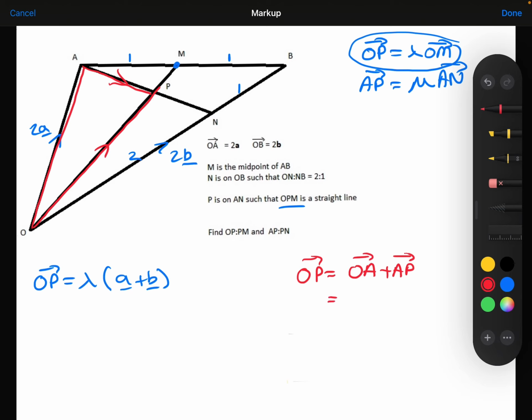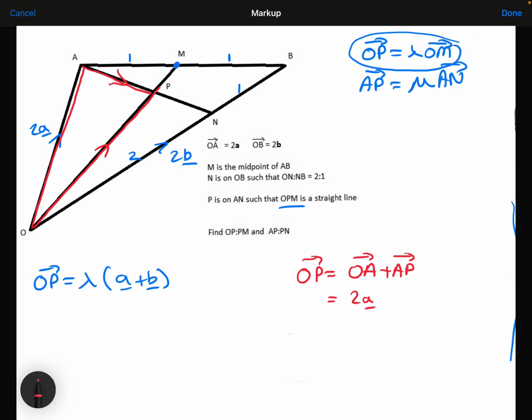Now, the O to A, I know that's easy, that's just the 2a. The A to P, I don't know what that is yet, but I know that's going to be some fraction of A to N. But I don't know what A to N is yet. But that's fine, because we can do some rough working out for A to N.